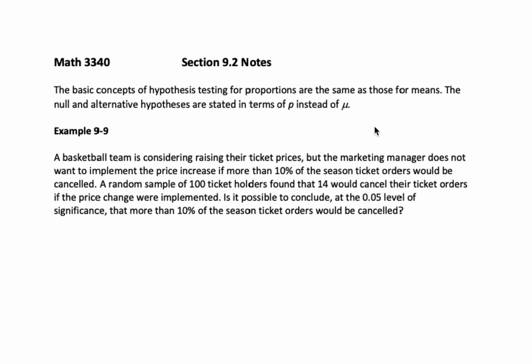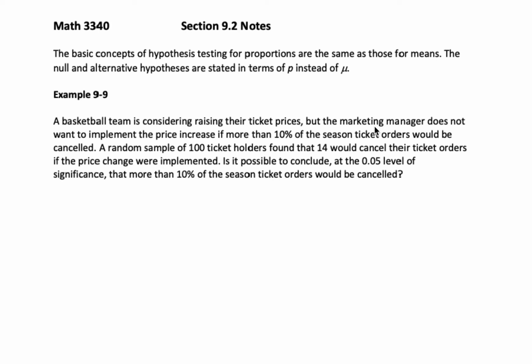We have a basketball team that's considering raising their ticket prices, but the marketing manager does not want to implement the price increase if more than 10% of the season ticket orders would be canceled. A random sample of 100 ticket holders found that 14 would cancel their orders if the price change were implemented. Is it possible to conclude at the 0.05 level of significance that more than 10% of the season ticket orders would be canceled? So our claim here is that more than 10% of the orders would be canceled. And our random sample of 100 ticket holders found that 14 would be canceled.